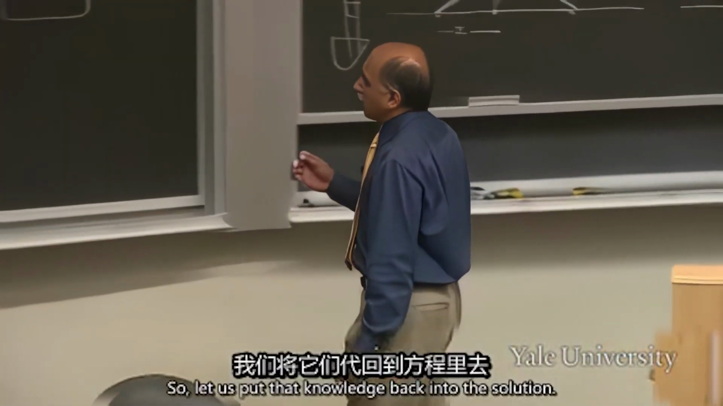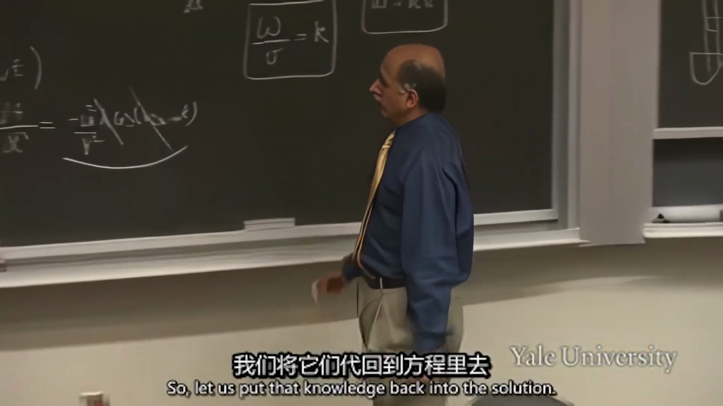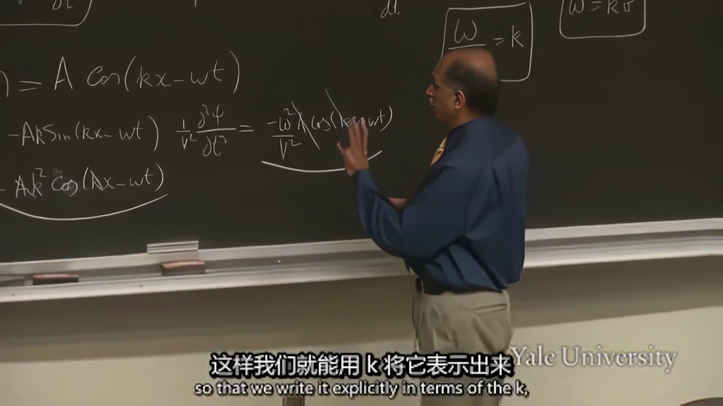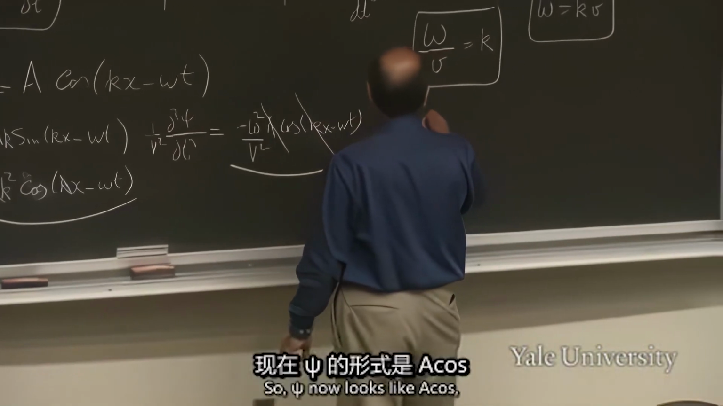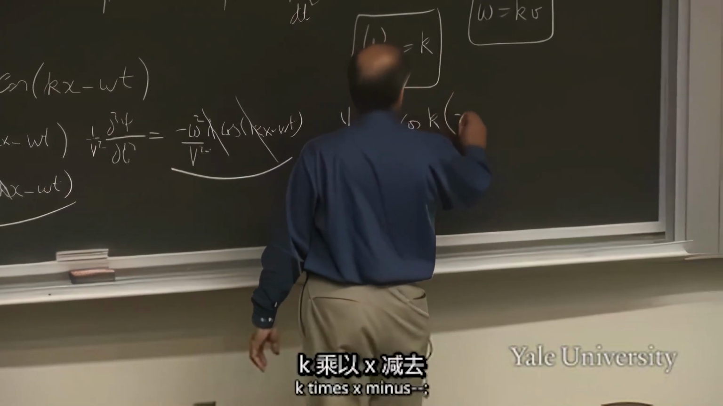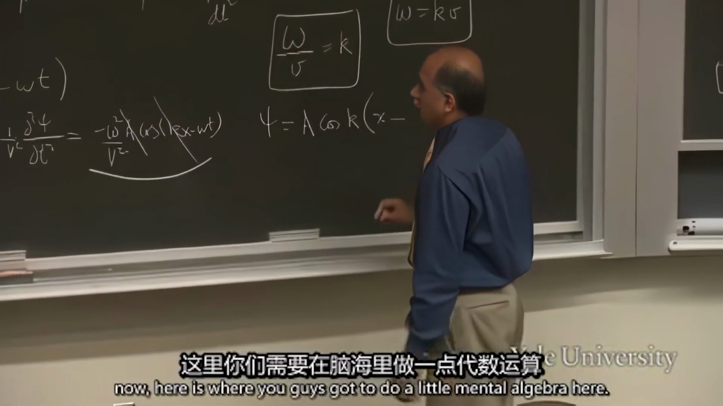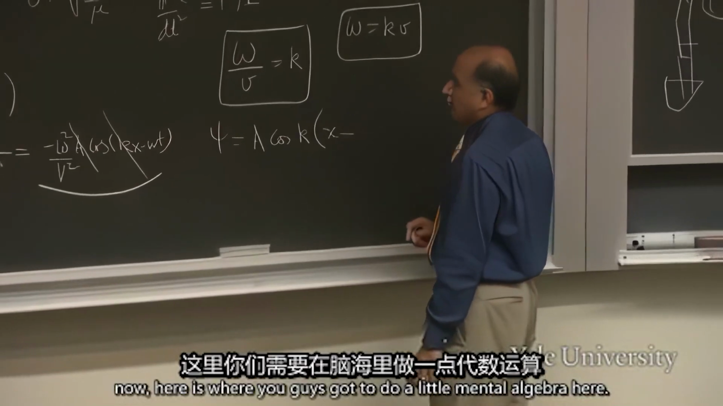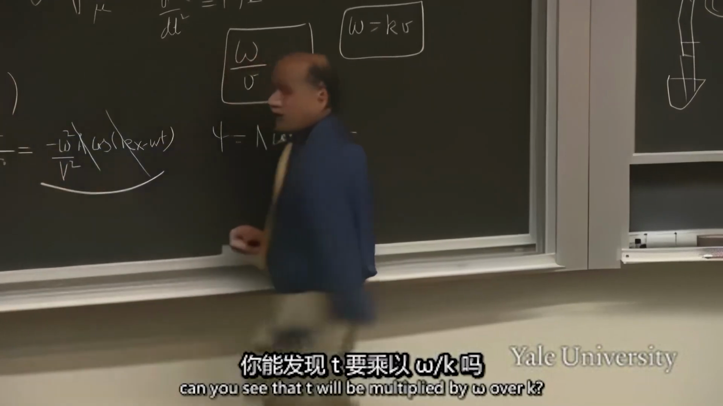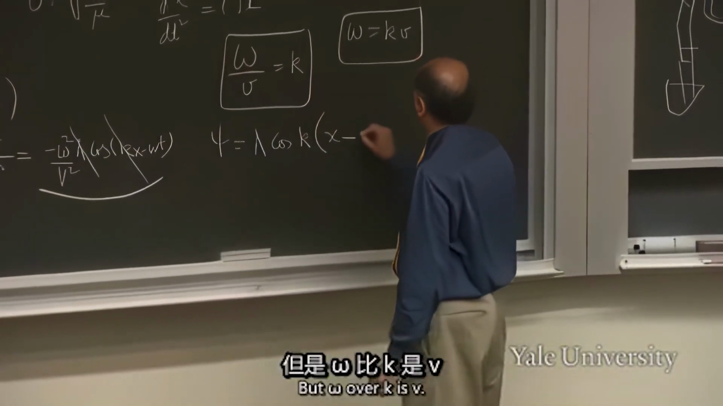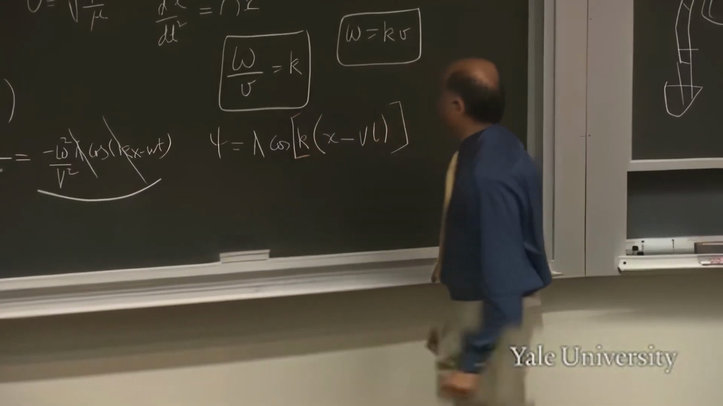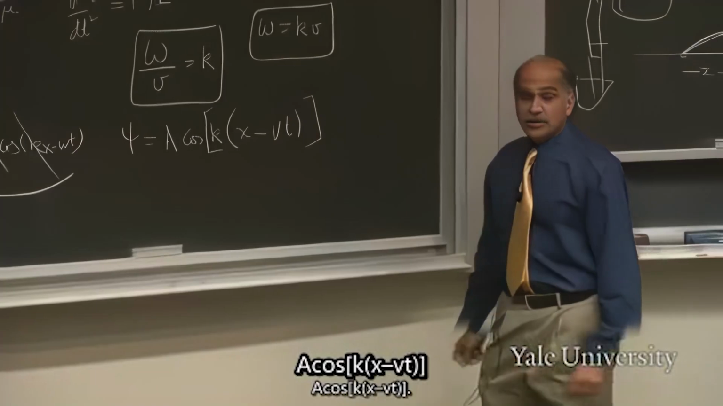So let us put that knowledge back into the solution. Let us say omega is in fact kv, so that we write it explicitly in terms of the k, which is completely free. So psi now looks like A cos k times x minus, now here's where you got to do a little mental algebra here. If I pull the k out, can you see that t will be multiplied by omega over k? But omega over k is v. So this is my solution: A cos k(x minus vt).